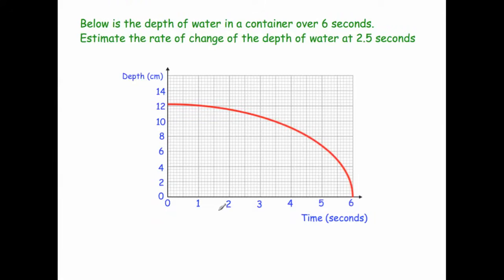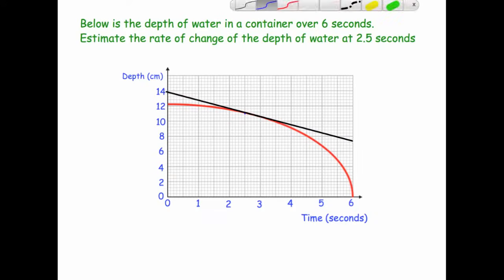So we're going to go to our graph, 2.5 seconds will be here. So about 2.5 seconds there. That's where we want to find the gradient of the tangent at that point. We then get our ruler, we draw a nice tangent at that point. And again, do the best you can there. To me, I think that's an okay tangent there. And now what we're going to do is choose 2 coordinates, and we're going to do rise over run.